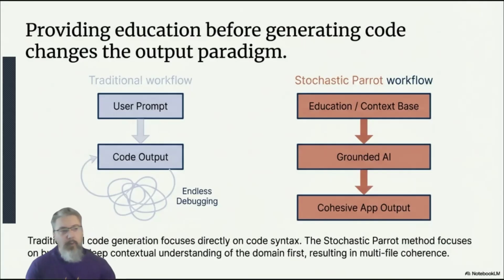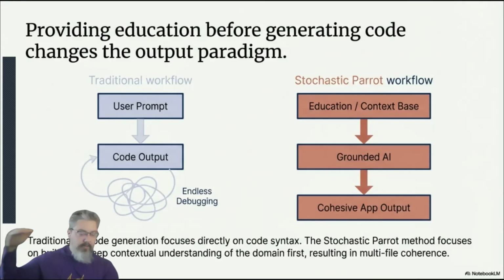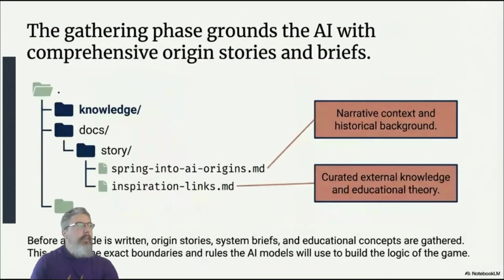The stochastic parrot workflow provides a baseline of education with all this context, right? And then that grounds the AI towards the outcome, and then you get this cohesive application output that's just massive, right? You can see just the sheer amount of code that's produced, both with mine and also with Evan's.